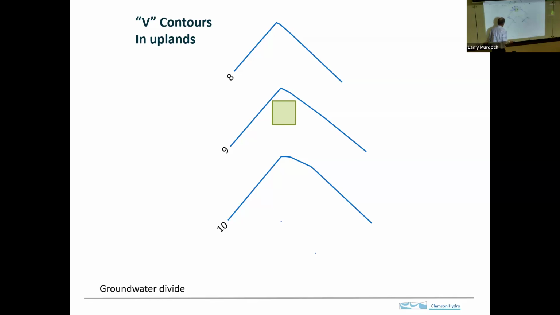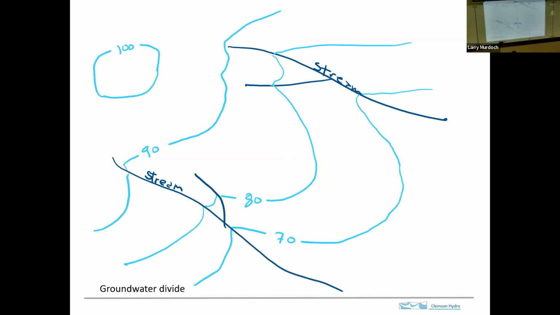So what we can say is that right along here, the groundwater is flowing in the opposite direction. And so this is a groundwater divide. We have topographic divides. You can think of this as a ridge that's sloping in that direction. So there's a groundwater divide along this line. Okay, so here's what the groundwater divides often are going to look like.